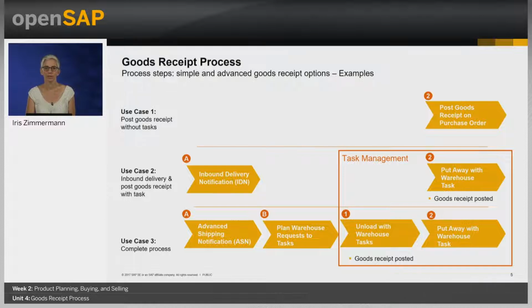Based on this, the warehouse request can be created. The warehouse requests give the warehouse manager an overview of the warehouse workload and the possibility to create tasks more selectively. Most of our customers automate this step. Then the 2 steps for unload and put away follow, and the last confirmation of the put away completes the inbound delivery process. Now I will show you how the receipt process looks in the system.